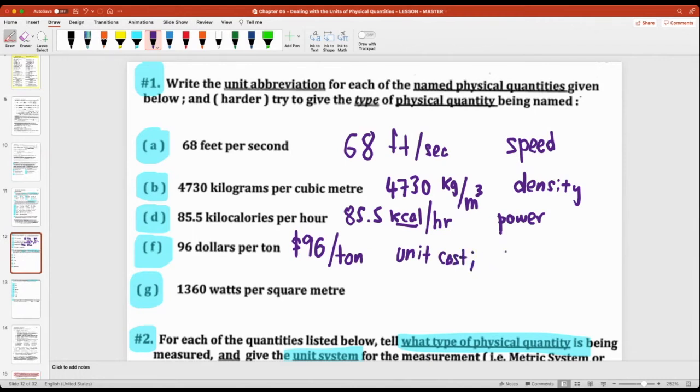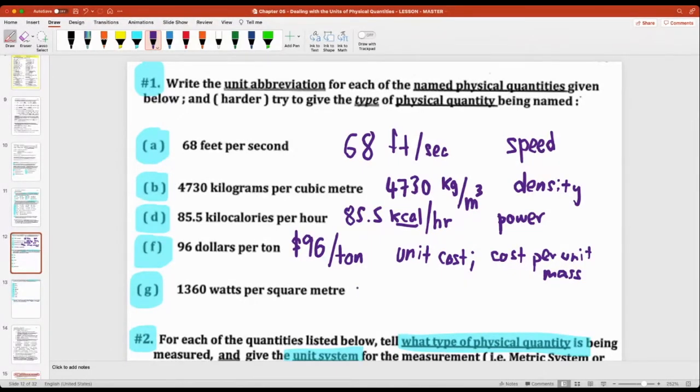That would be one of the answers that you might see in the book. I would say here cost per weight. I think that's cost per unit weight or per unit mass. I'll say cost per unit mass, but you can use the word weight interchangeably because ton is an imperial quantity that represents both mass and weight.